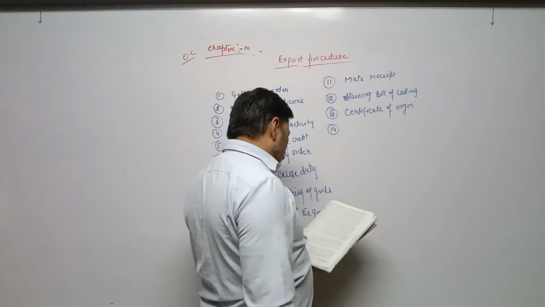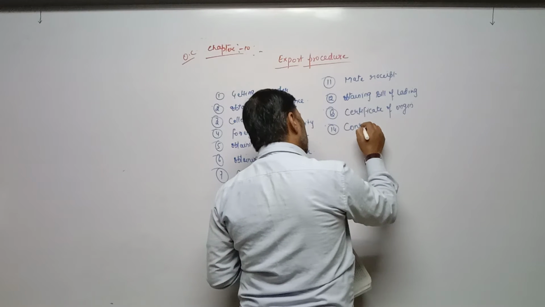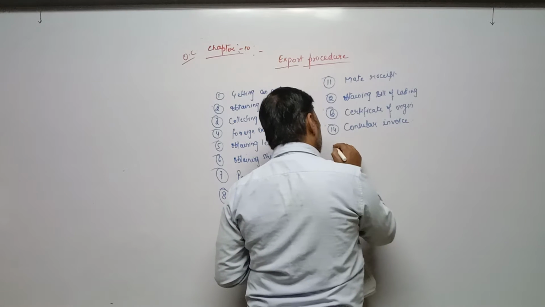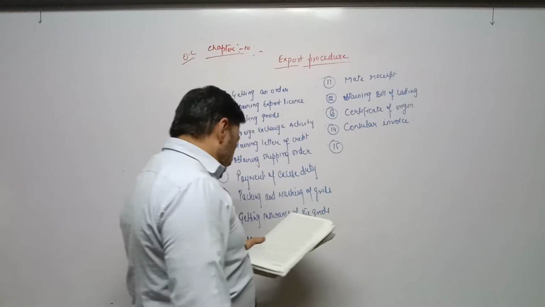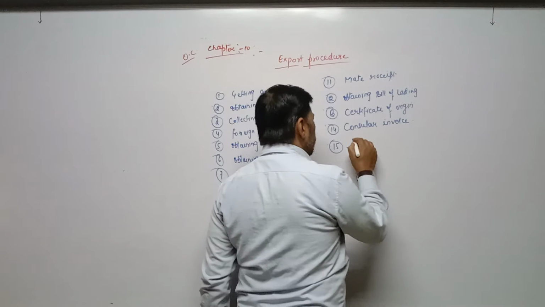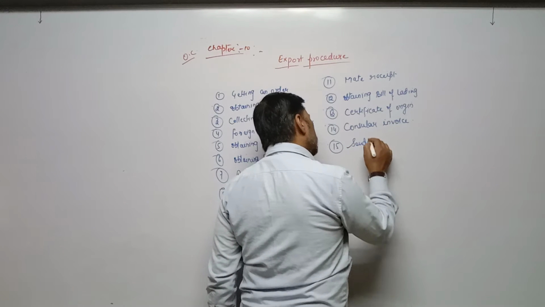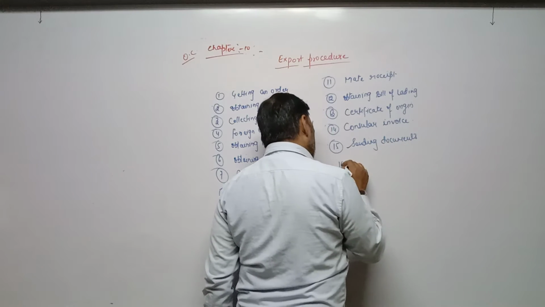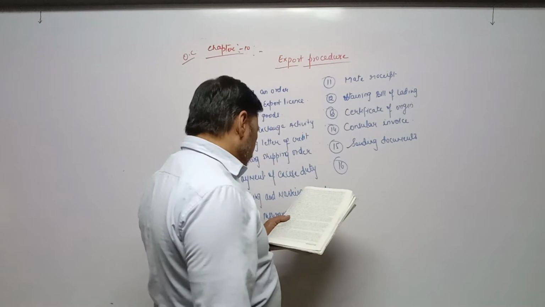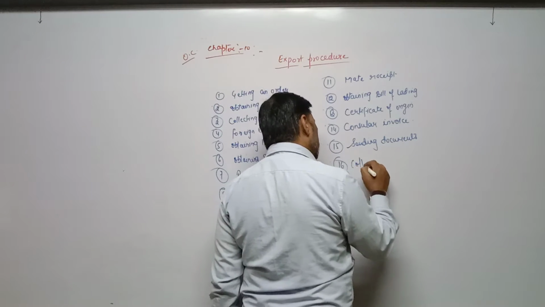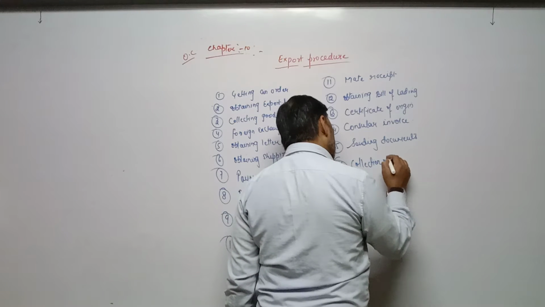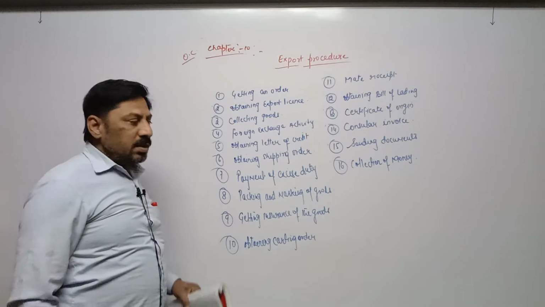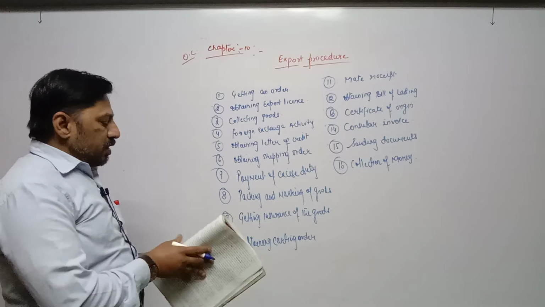14th, consular invoice. 15th, sending documents. And 16th, last one, collection of money. So these are the 16 export procedure.